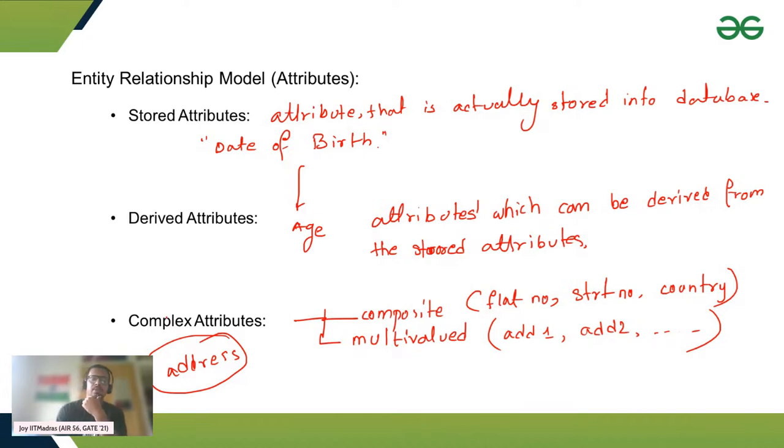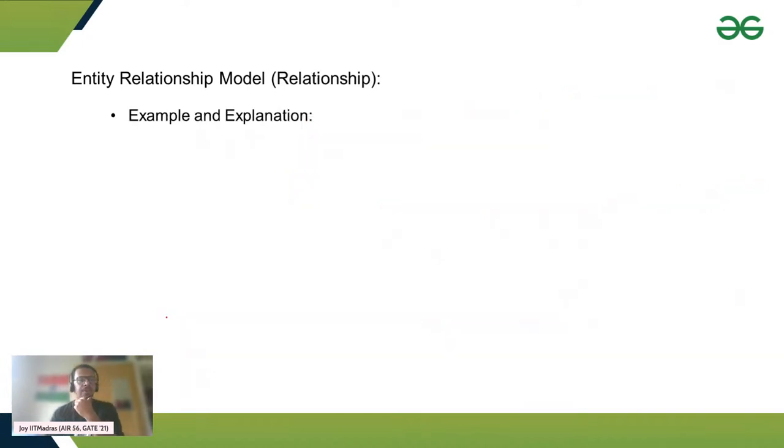Okay, so let's move forward. Let's give some examples of what a relationship is, the most important part. We have discussed the entity, and the different attributes that can be associated with an entity. Now it's time to discuss relationships. Suppose we have two entities.